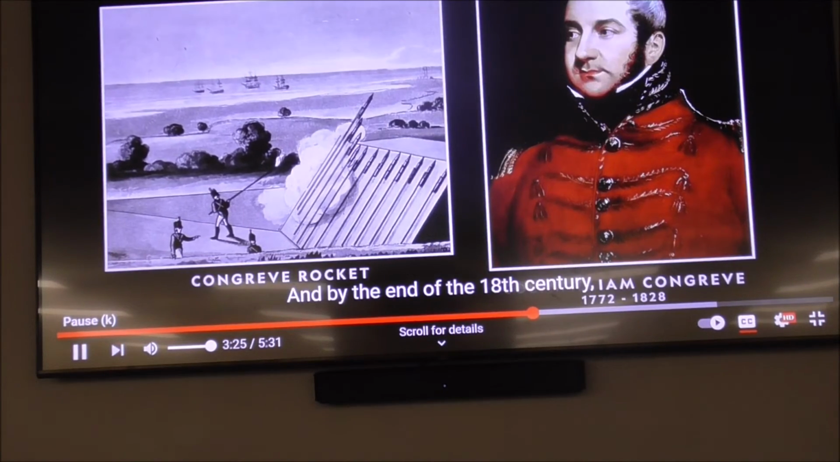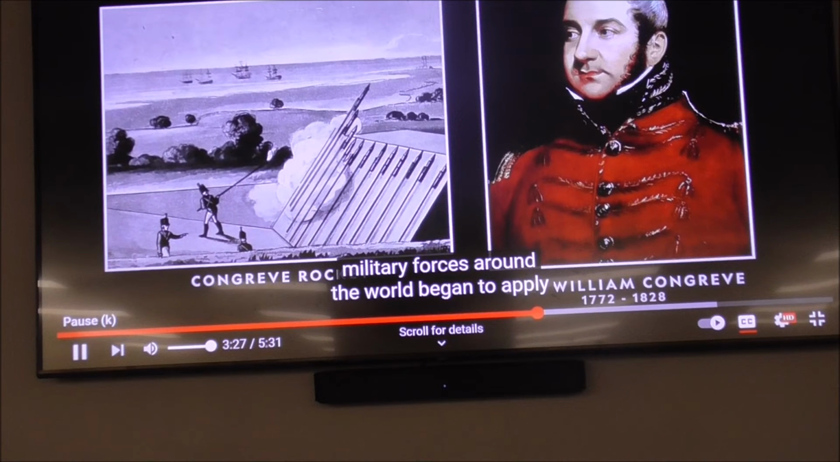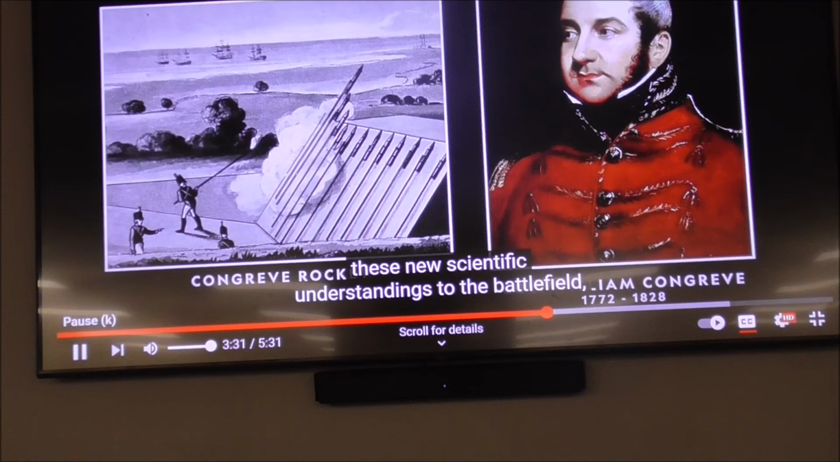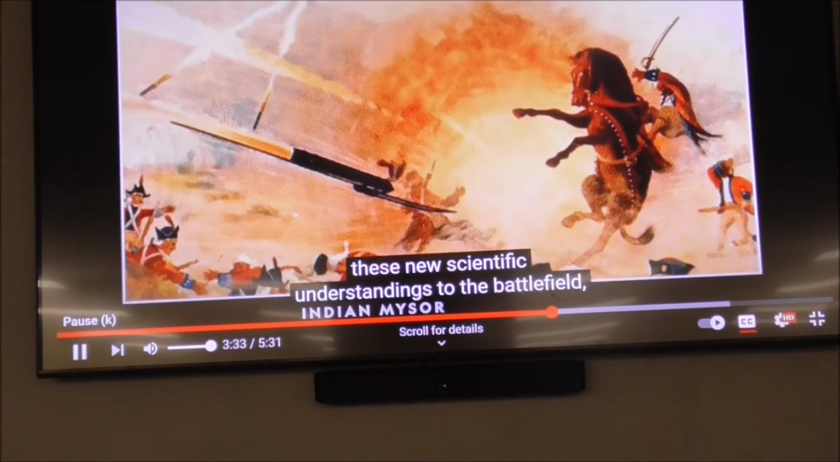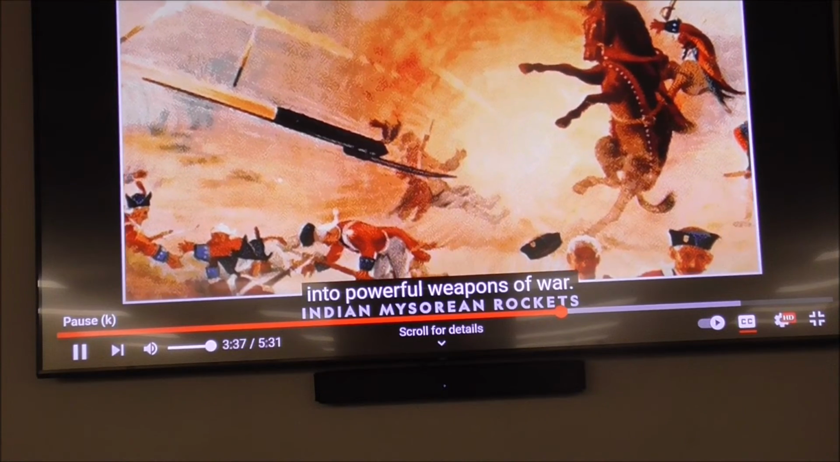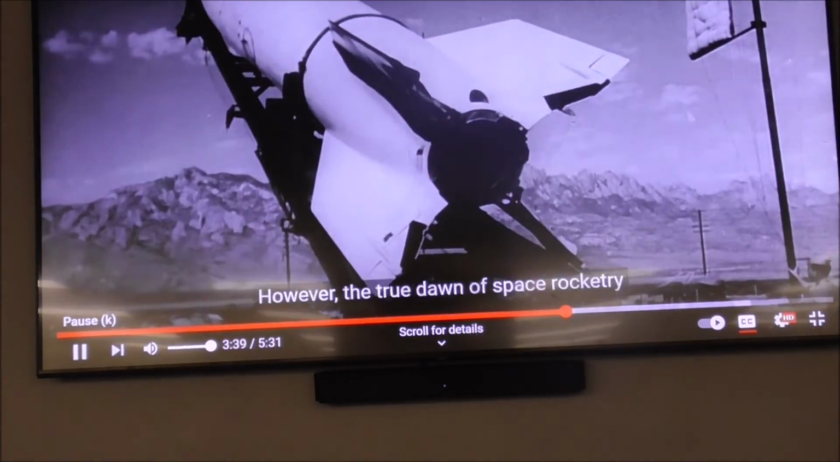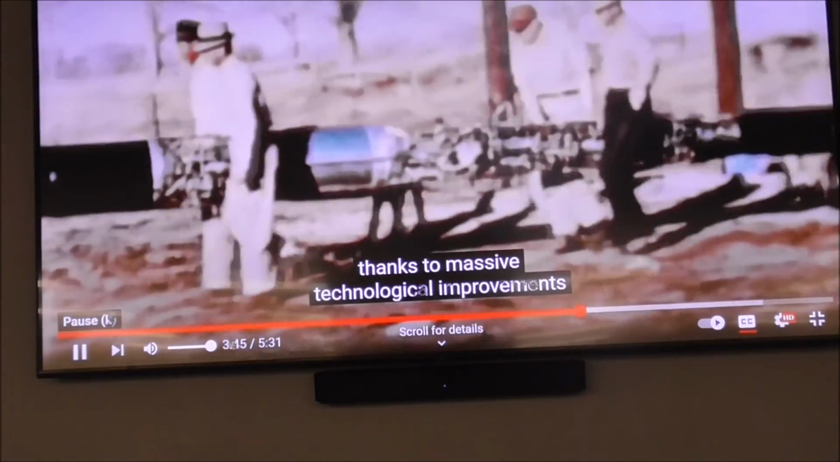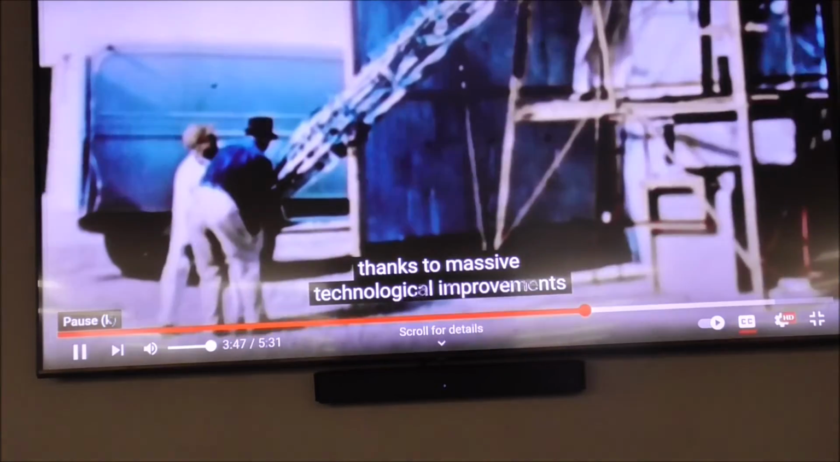And by the end of the 18th century, military forces around the world began to apply these new scientific understandings to the battlefield, transforming the earlier crude rockets into powerful weapons of war. However, the true dawn of space rocketry began in the early 20th century, thanks to massive technological improvements in rocket science and aeronautics.